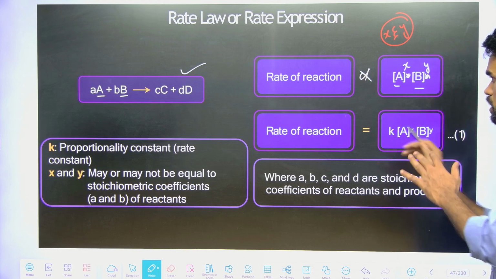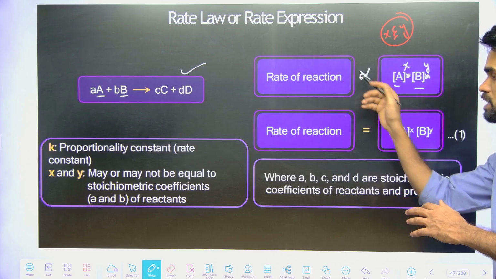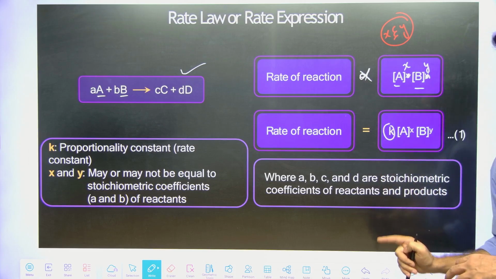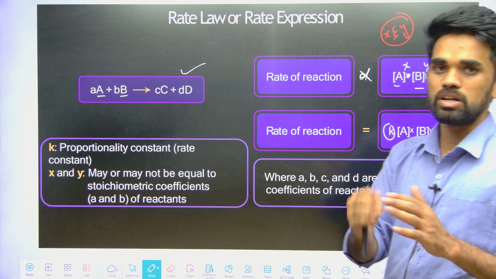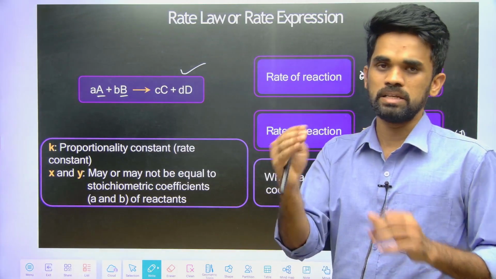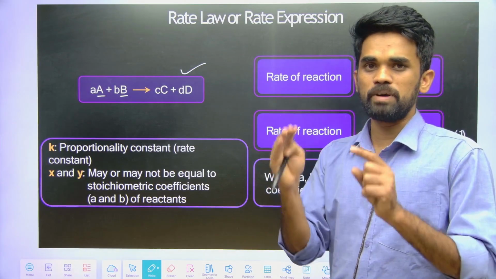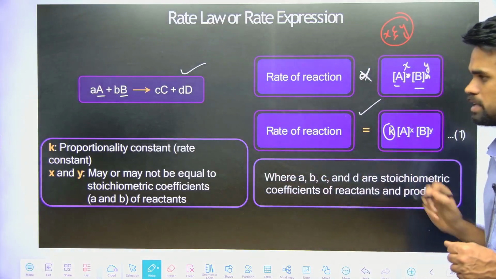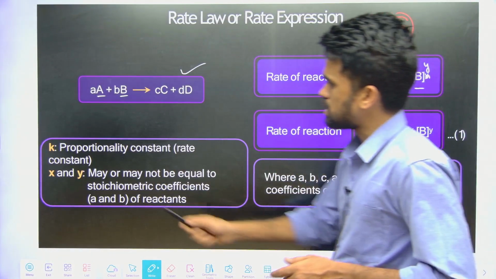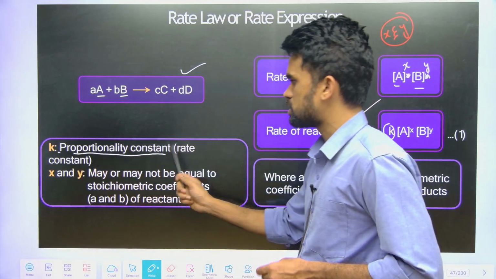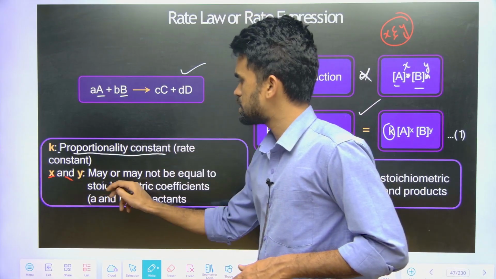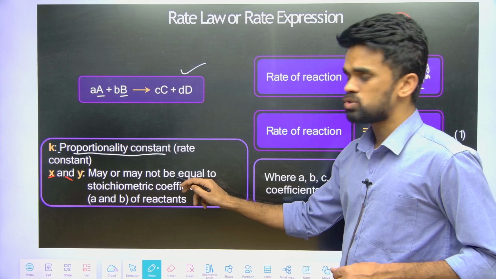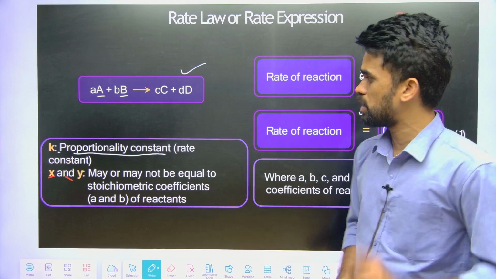You can write it like this, right? I just removed the proportionality by inserting a constant K. So the rate of a reaction is equal to K into the concentration of A to the power X, concentration of B to the power Y. You can write the rate of this reaction like this. So K is called what? The proportionality constant or the rate constant, you can say. And what are X and Y? X and Y may be equal to the stoichiometric coefficients. Once again, look at this.